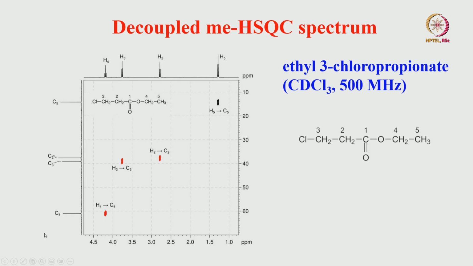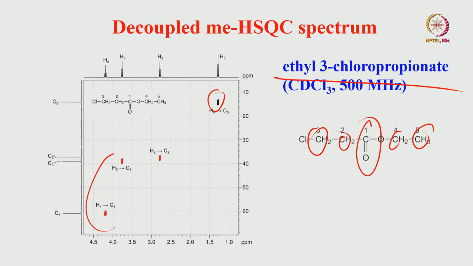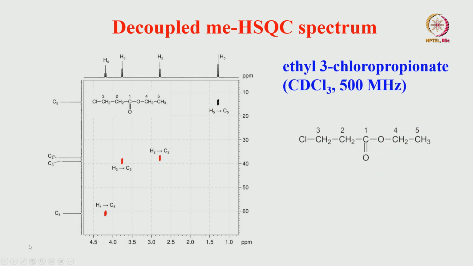Take this ethyl 3-chloropropionate molecule. This is a decoupled multiplicity edited HSQC. You can find 1, 2, 3, 4 protonated carbons, and one CO carbon that will not give a signal. You will see only 4 peaks, out of which 1, 2, 3 are CH2 and 1 is CH3. Obviously, in the multiplicity edited spectrum, you are going to get 3 negative and 1 positive, exactly what it is.